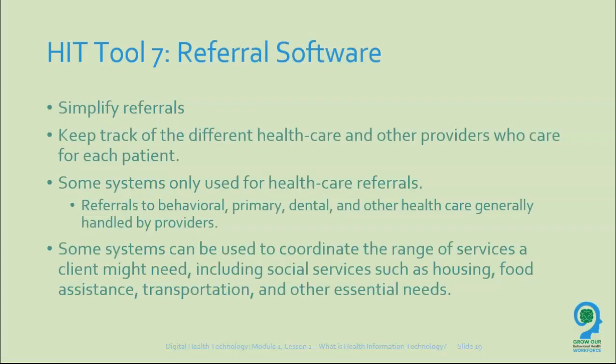Healthcare tool number 7, referral software. Referral software is used to simplify and track referrals. And this allows systems to keep track of the different healthcare and other providers who care for each patient. A lot of systems are only used for healthcare referrals. So those referrals to behavioral, primary, dental, and other healthcare are generally handled by providers.